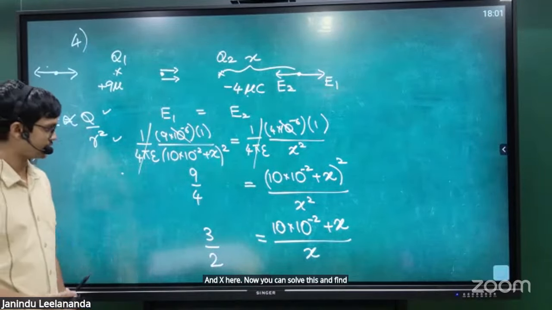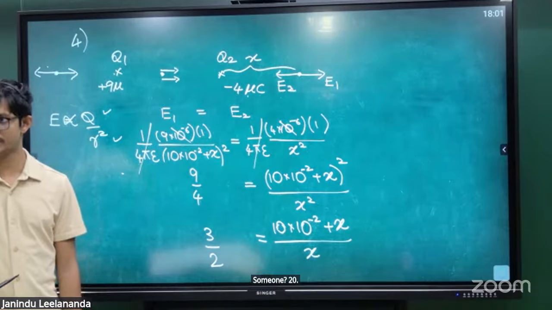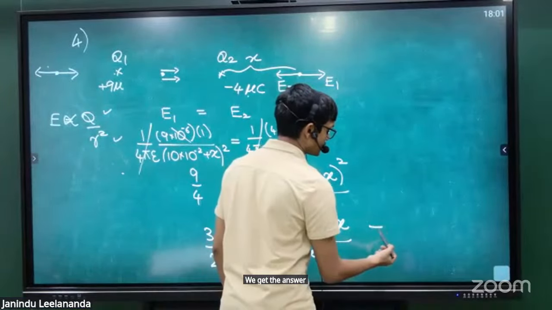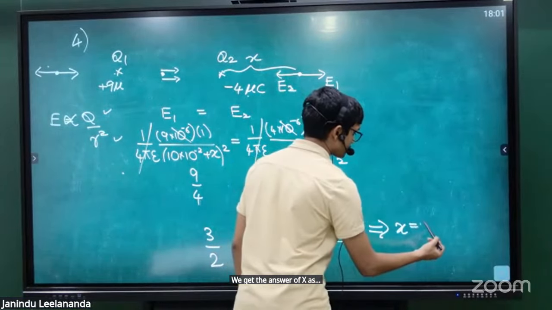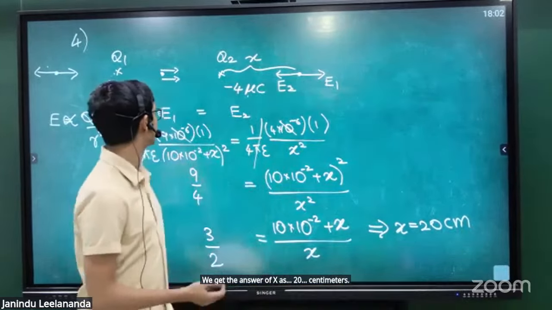What is the value of x? Someone? 20. 20 centimeters. We get the answer of x as 20 centimeters.